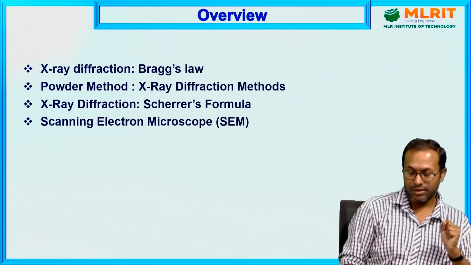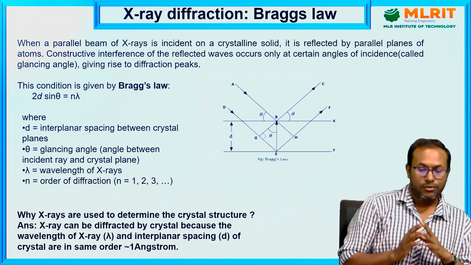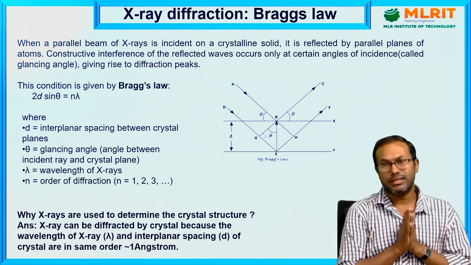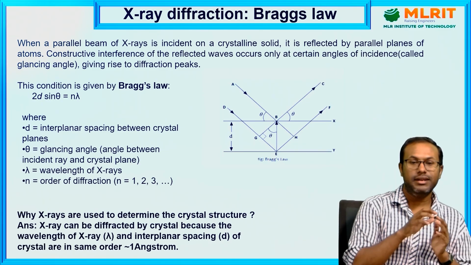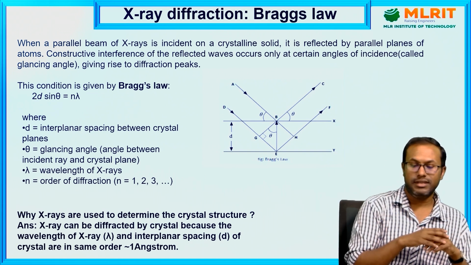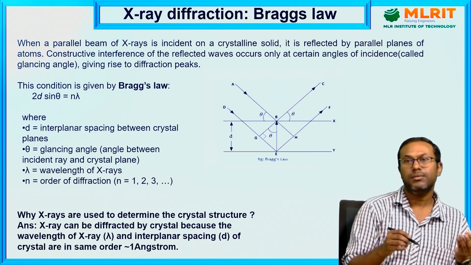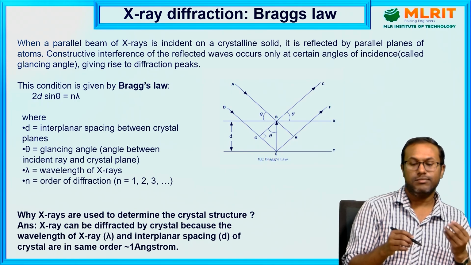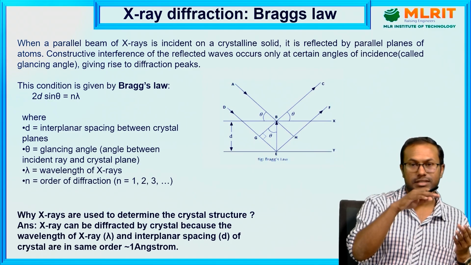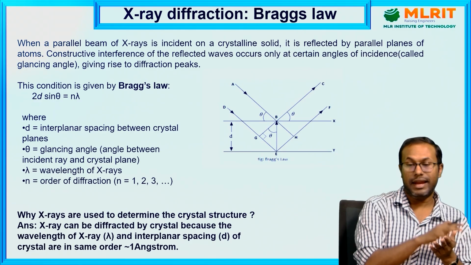Before going to that, what is X-ray diffraction? What is Bragg's law? We already discussed that a crystal structure basically contains a lot of space points, and those space points are occupied by atoms, ions, or any group of atoms. And so a crystal contains several parallel equispaced planes, the lattice planes.